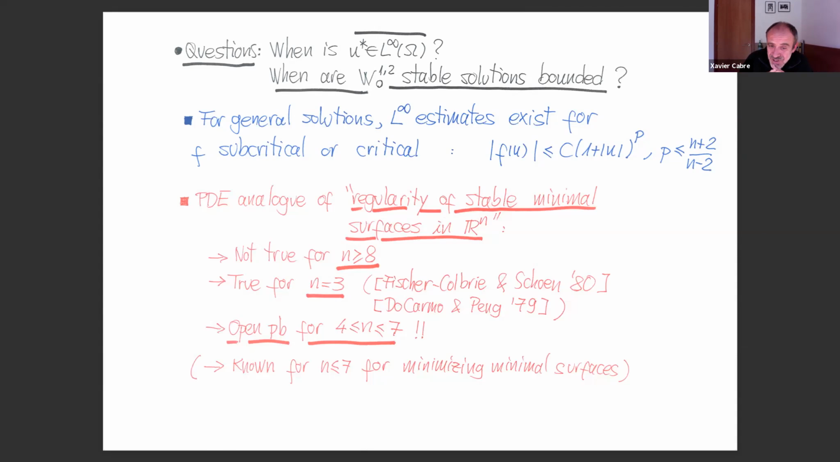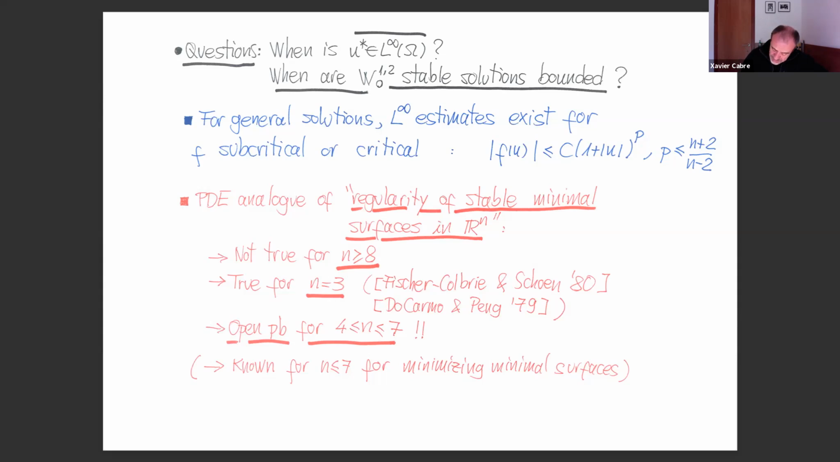And this is a nice result proved independently by Fischer-Colbrie and Schoen, and by do Carmo and Peng. So this is the 80s, the beginning, 1980. And the problem is still open. So the regularity of stable minimal surfaces in Rn is still open for n equals 4, 5, 6, 7. And this is a very famous problem, but very, very difficult, okay?